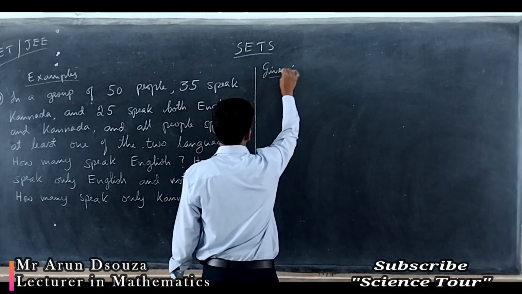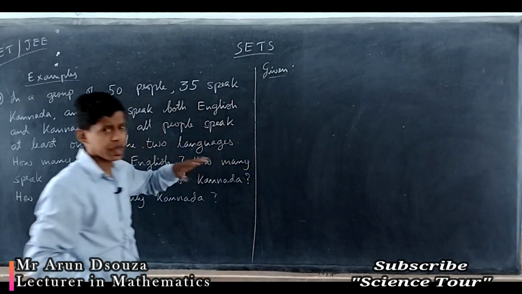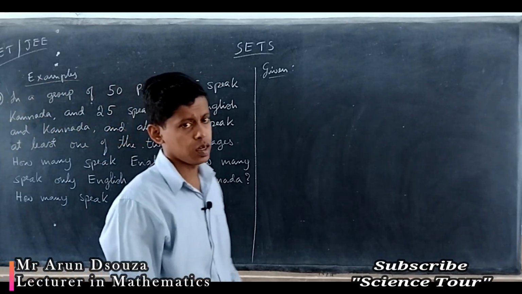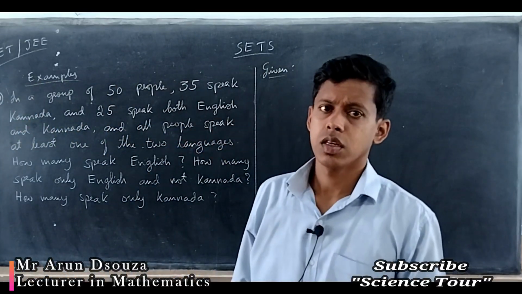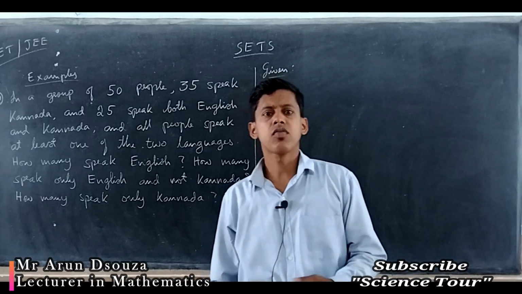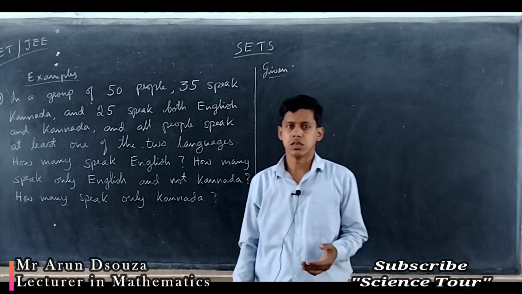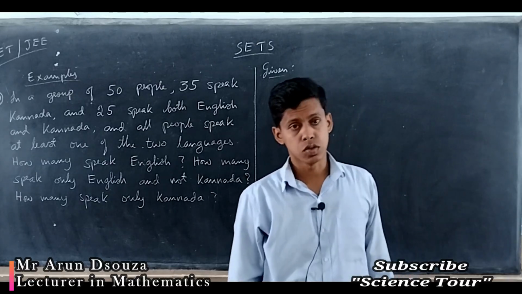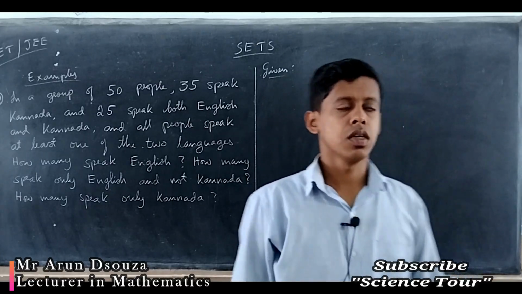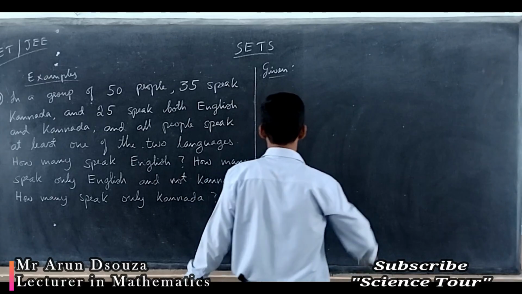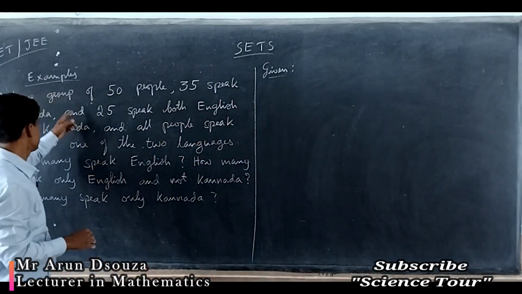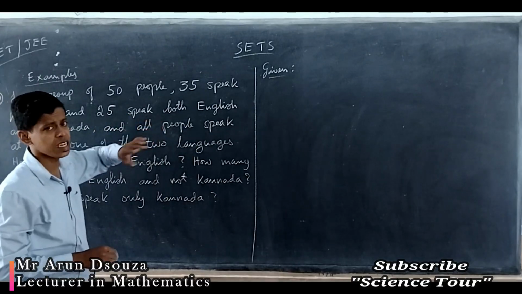All the questions of this type can be solved using a Venn diagram. For your CET and JEE exams, what you can follow is the Venn diagram method. That's the easiest, but you should understand how to draw the Venn diagram. Let us understand that, but before that, I'll write the given data. I'll use some symbols: E for English, K for Kannada.